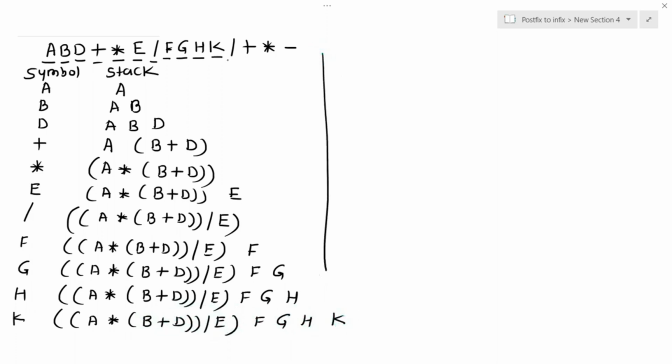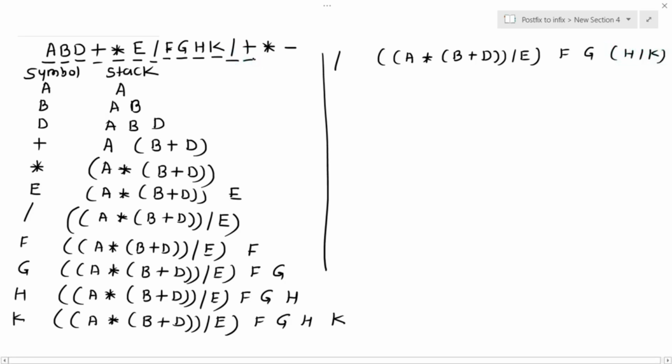Okay, the next symbol is division. So here write down the same, A into B plus D divided by E, F, G. And top of the stack are H and K. So here write down H divided by K. The next one is plus. Now we have four operands. This is 1, 2, 3 and 4. F and here we have G plus H divided by K. Put it inside of the bracket.